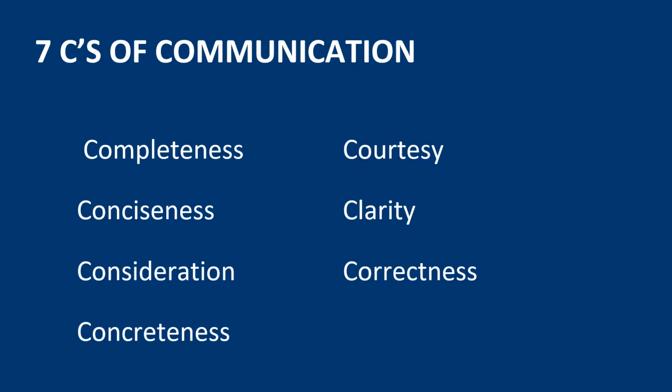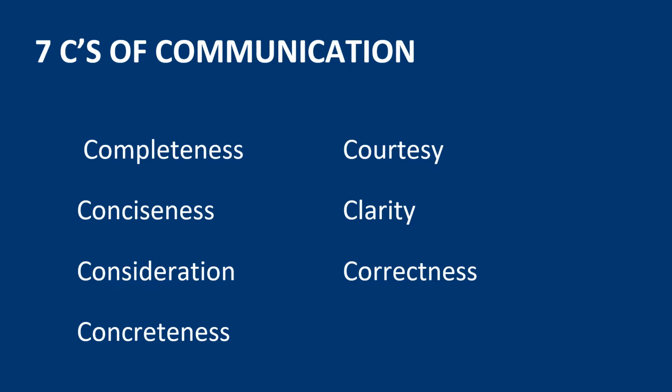What we say or write is less likely to be misunderstood if we thoughtfully implement the 7 C's of communication. Completeness tells us to include all relevant information. Conciseness is communicating with the least amount of words. Consideration is taking into account the feelings, opinions, mindset, etc. of the receiver.